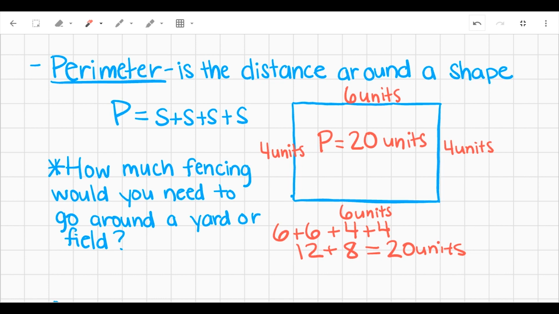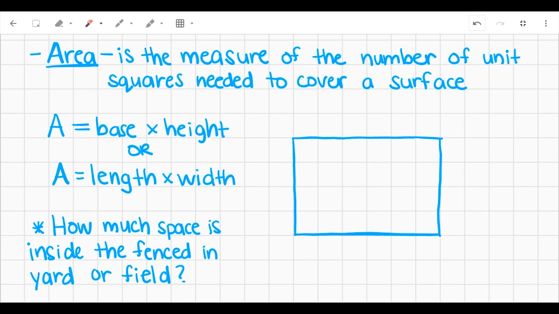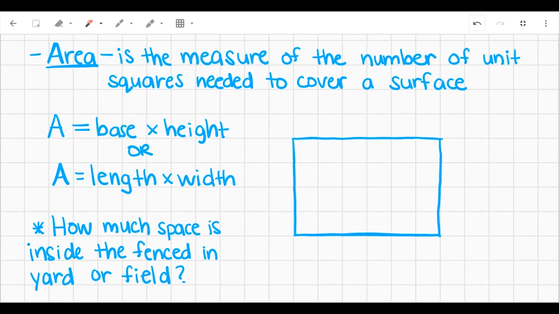Okay? So now for area. Area is the measure of a number of unit squares needed to cover a surface. So we use the formula that A, area, equals base times height, or sometimes you may see area equals length times width.